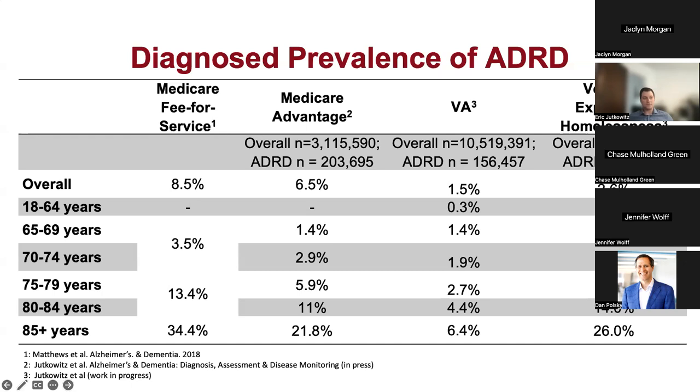I also do work in the VA, and so we did a study looking at the diagnosed prevalence of dementia in the VA. You can see it's super low. And again, we're looking at diagnosed prevalence. And so this reflects, I think, historical VA culture in which they really weren't seeking out and screening people for dementia. And there's been known underreporting of dementia in the VA.